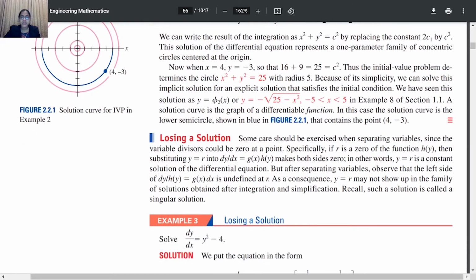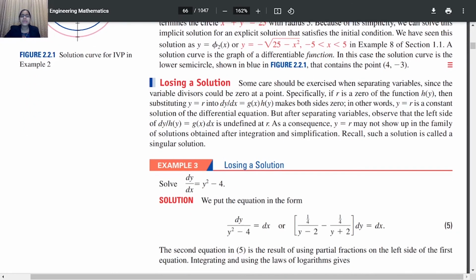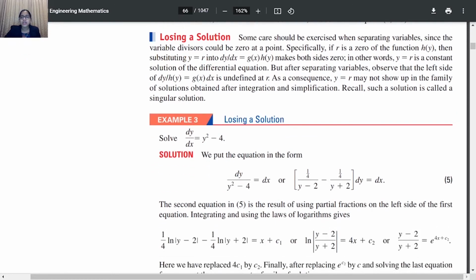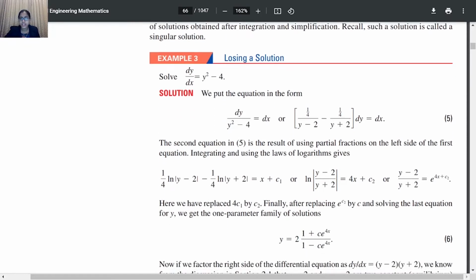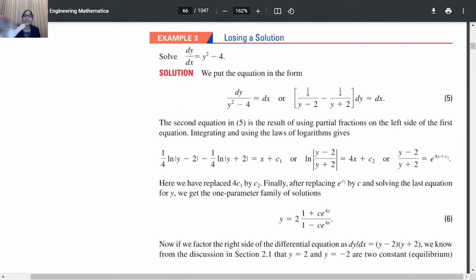Now the third example actually gives us the concept about singular solution. We have learned different types of solution in earlier sections, and also here the heading itself is given: how to lose a solution. So how can one lose a solution, right? That is, we are going to find a particular solution of the given differential equation. So how can we lose a solution? Let's just see what they mean.